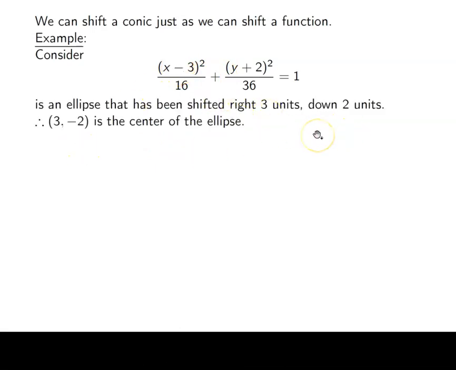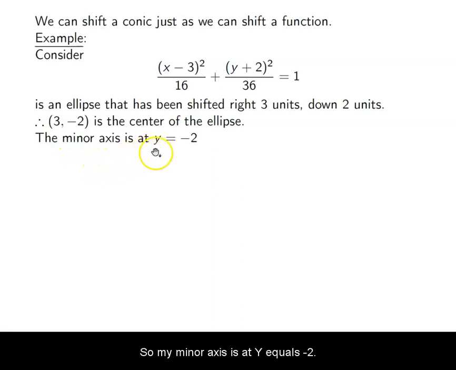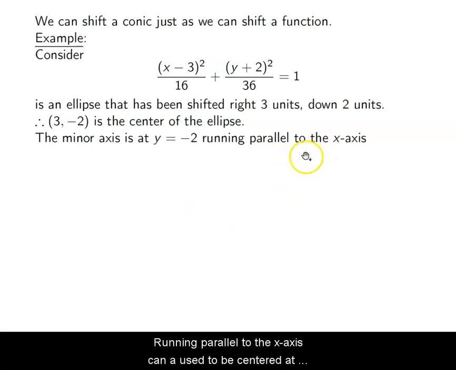And I want to know how it's different. Figure out what that center is, and understand that now my major axis, okay, since that's along y, is no longer on y, but it's on the line x equals 3. And my minor axis goes along the x-axis, right, for the minor, and that's centered at x equals 3. Okay, so my minor axis is at y equals -2, running parallel to the x-axis.